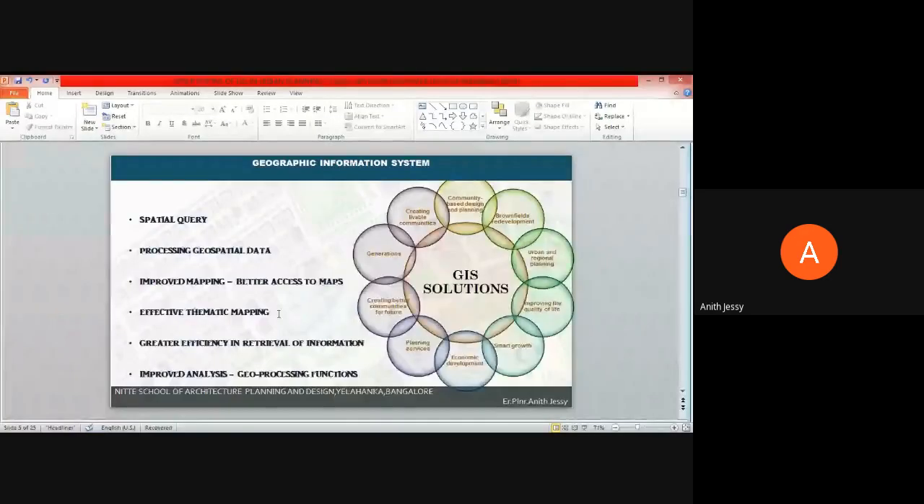Okay. GIS also helps us in performing spatial analysis, which is otherwise called geoprocessing functions. The geoprocessing functions include map overlay, connectivity measurement, network analysis, or else we can say buffering, which is involved in the area. These are some of the applications of geoprocessing functions which are supported by GIS.